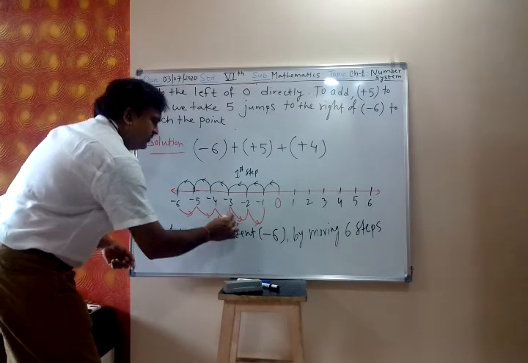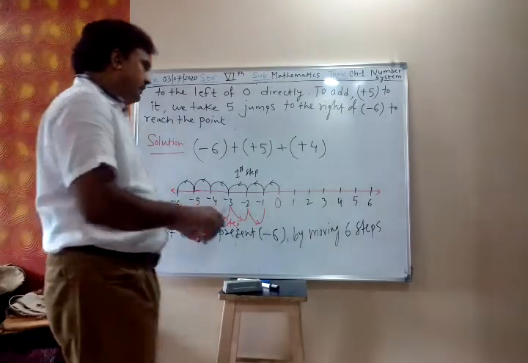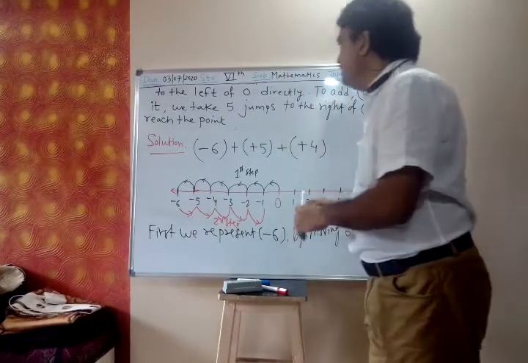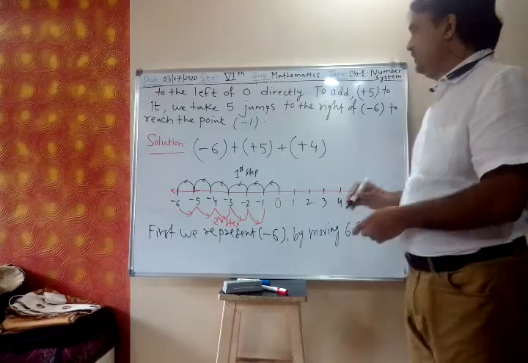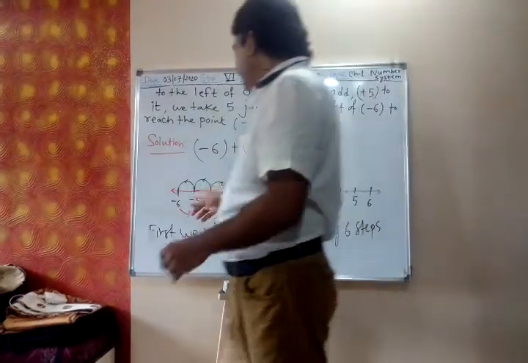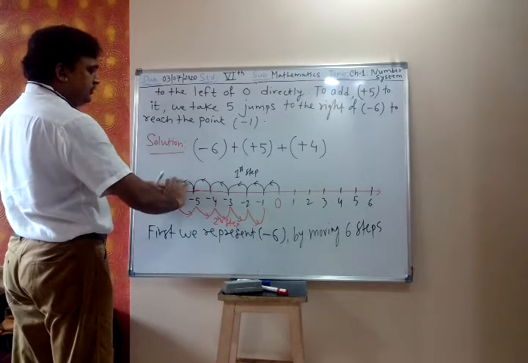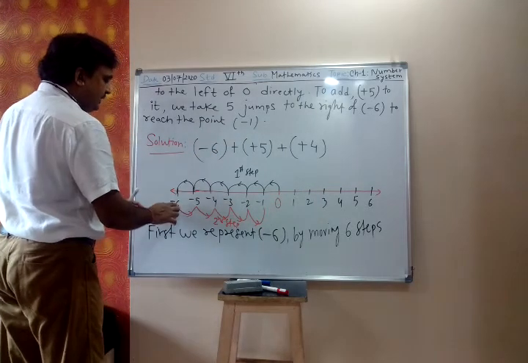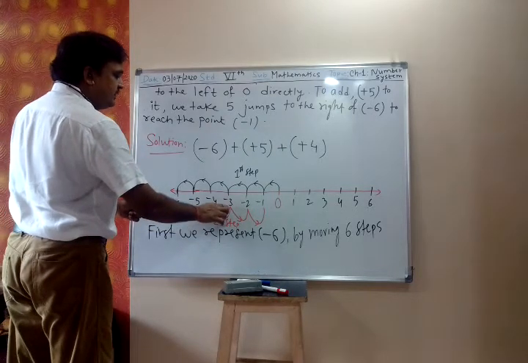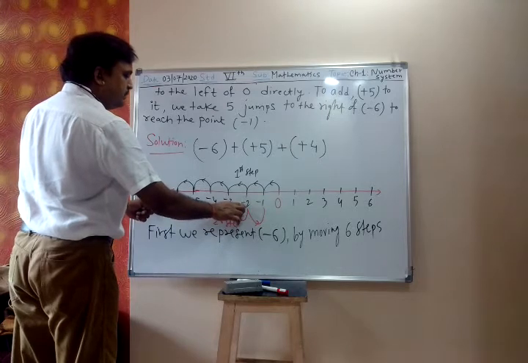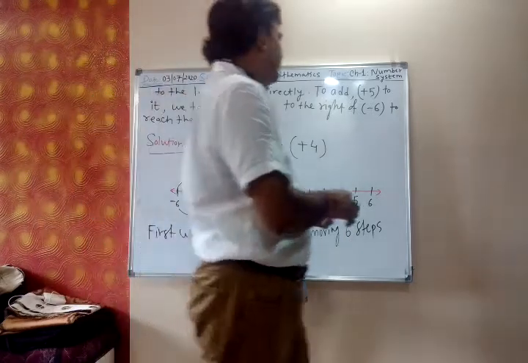Wait, that we'll see now. First I am adding plus 5. So where do we reach? We reach the point minus 1. So from minus 6 to add plus 5, I will take 5 jumps to the right. Minus 6 to minus 5, 1 jump; minus 5 to minus 4, second jump; minus 4 to minus 3, third jump; minus 3 to minus 2, fourth jump; minus 2 to minus 1 is the fifth jump. So we reach the point minus 1.